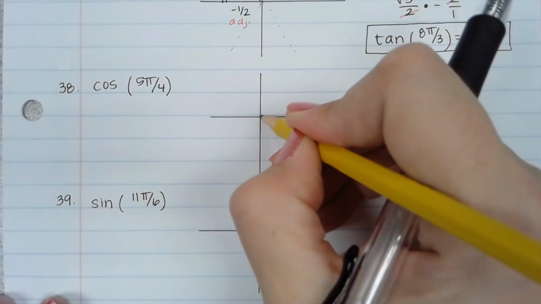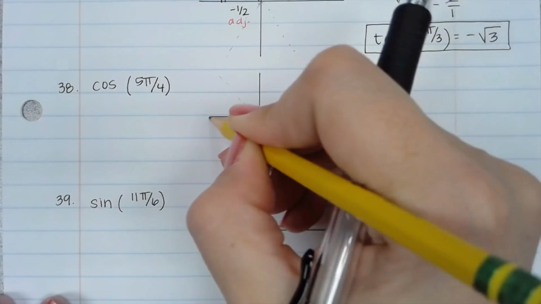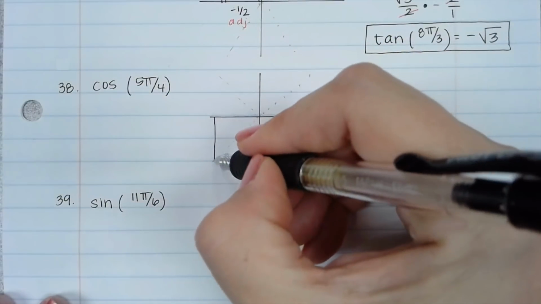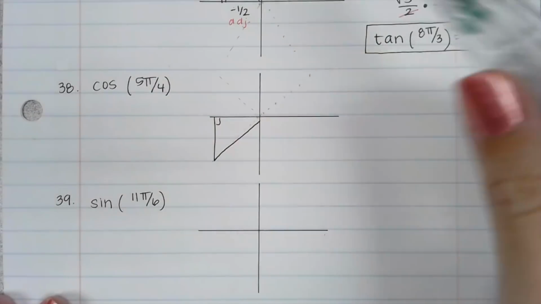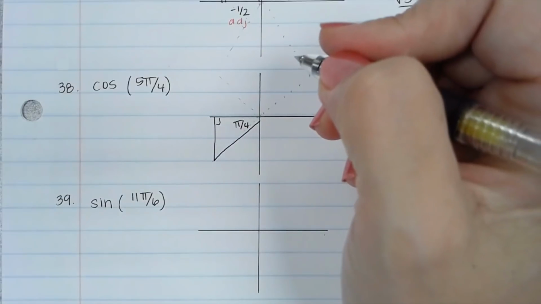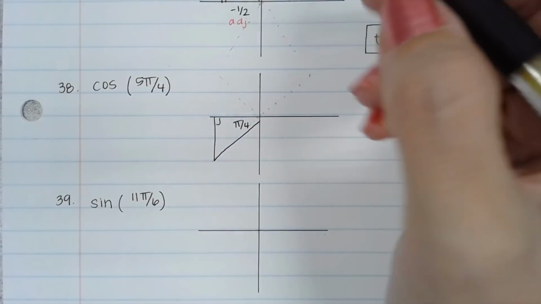All right, 5 pi over 4. So 1 pi, 2 pi, 3 pi, 4 pi over 4 would get you here. And then you would go 1 extra pi over 4 into quadrant 3. Oops, I kind of missed. I should go back to the middle. It's fine though. So this is pi over 4 past 4 pi over 4. And so that's my reference angle. Pi over 4 is the same as 45 degrees.